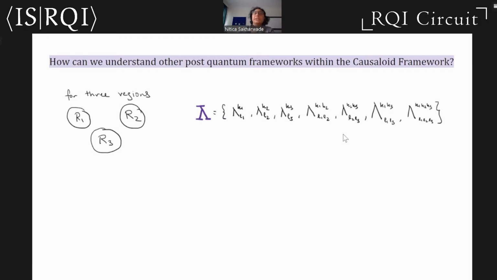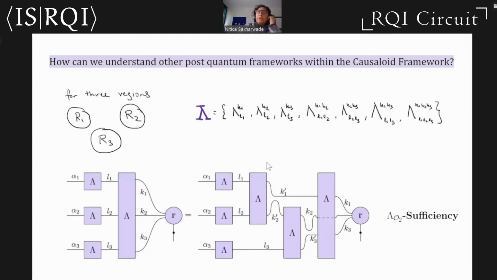And here then we can just list the causaloid explicitly in terms of tomographic compression, compositional compression of 2 regions, and compositional compression of 3 regions. And you can define diagrammatically the equation that must be satisfied if you want to describe this matrix in terms of these other 6 ones.